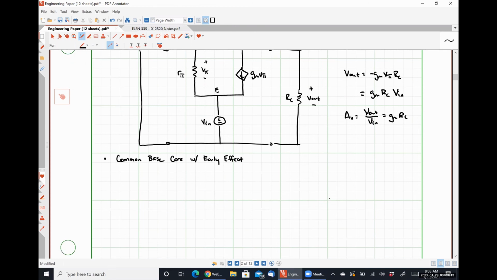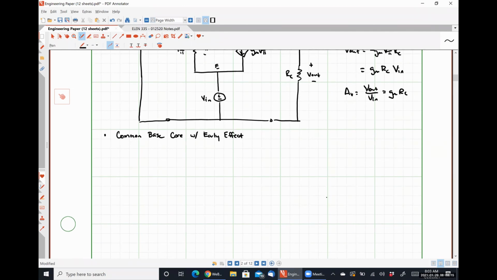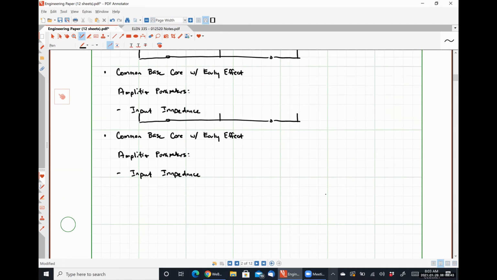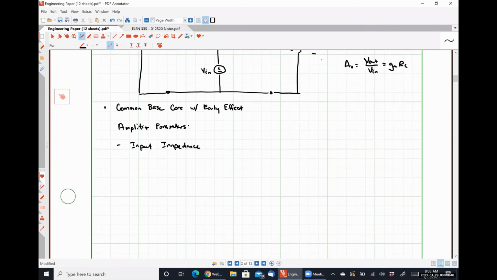So it's going to look like the exact same amplifier we had above, so I'm not going to bother drawing it again, but we are going to go into our various parameters here in a more detailed way. So let's start with our input impedance. So we're going to have this exact same representation, except between our collector and emitter, there will now be a resistor. So let's just redraw that real quick.